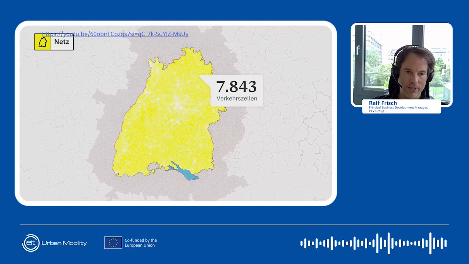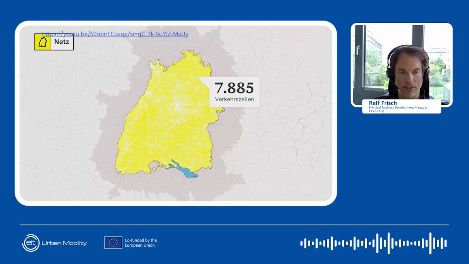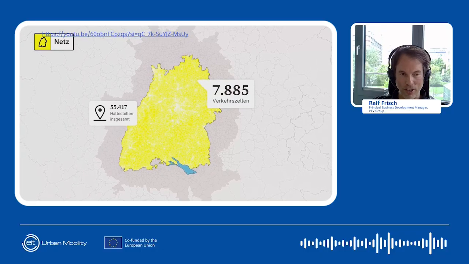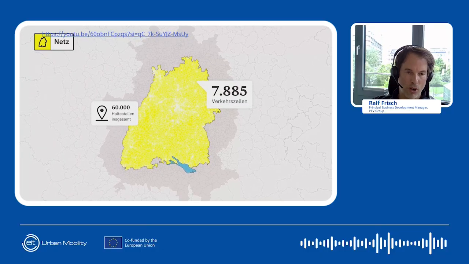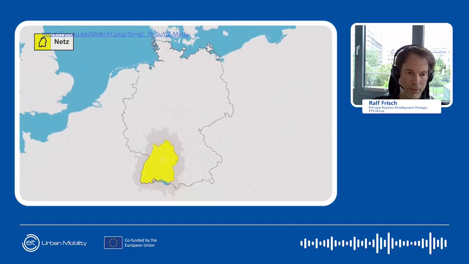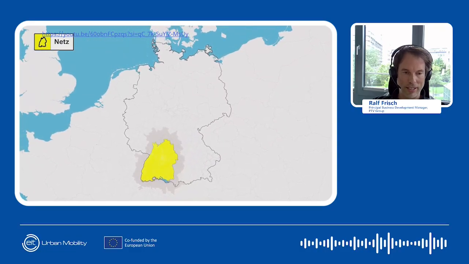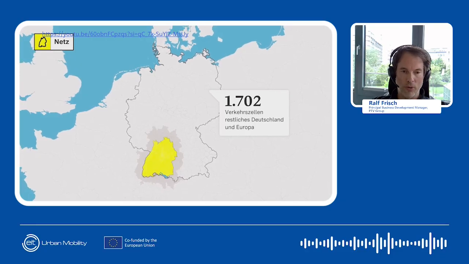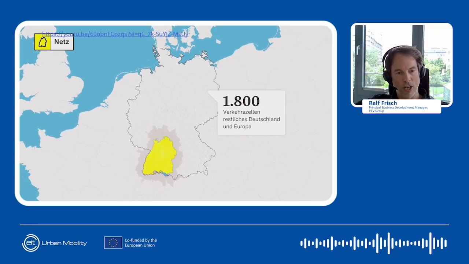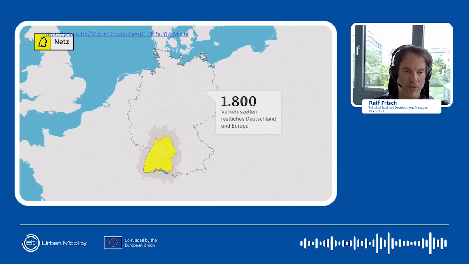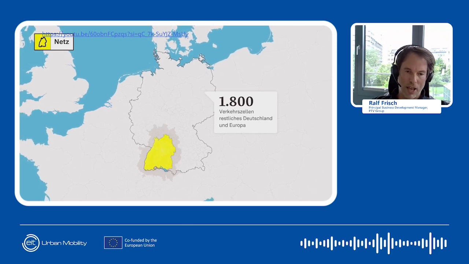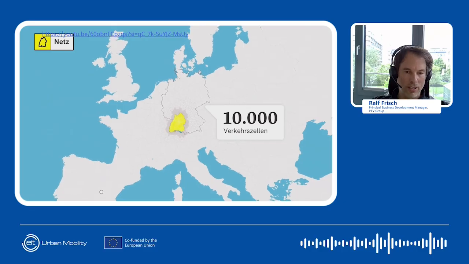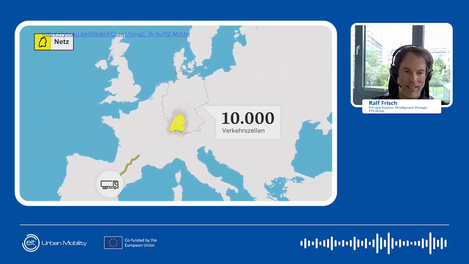So how it is done: the whole country is divided into around 7,900, we call these traffic cells or traffic zones. We have the whole network of individual transportation and public transportation, with 60,000 stations included. But the whole country is even incorporated into a bigger model, because we also need to have the traffic that goes through Baden-Württemberg. So therefore we have around 2,000 traffic cells in the rest of Germany and Europe, and in total about 10,000 traffic zones.